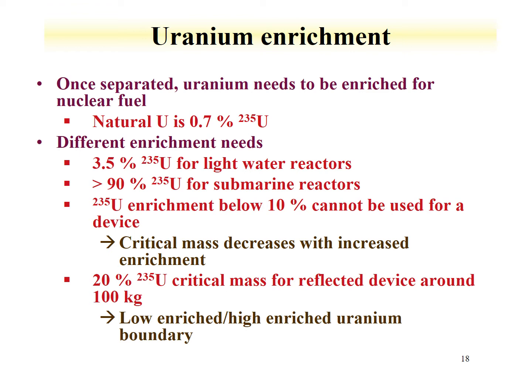A process is going to need to be used that takes that uranium from 0.7% uranium-235 to the desired percentage of uranium-235. And here's some data on uranium enrichment related to devices. 10% cannot be used for a device, and 20% needs around 100 kilograms, and this is the boundary between high enriched and low enriched uranium.